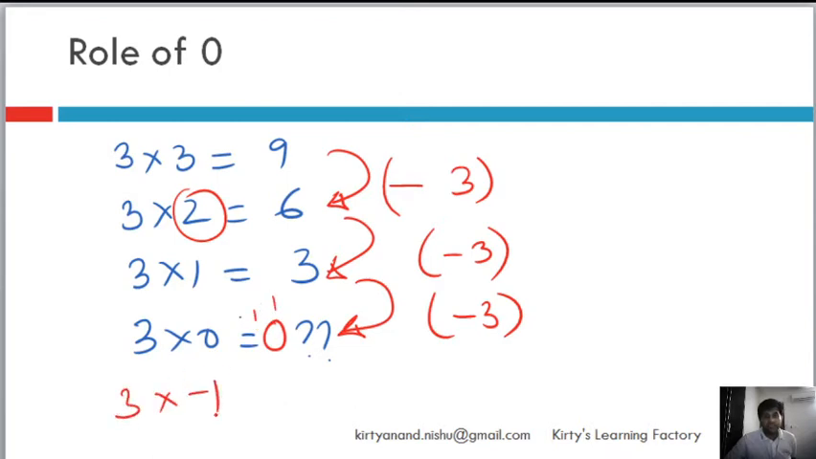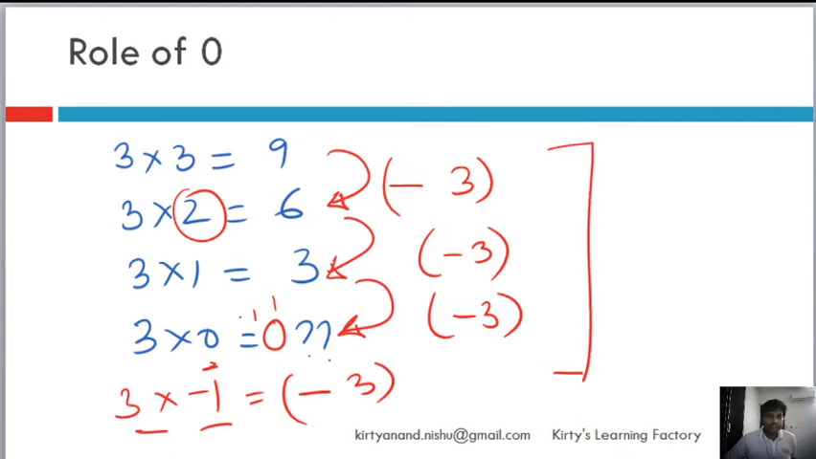Similarly, then 3 into minus 1 will be minus 3. That's how we learned the integer, negative integer, positive integer multiplication as well. So which is why when we multiply any number by 0, the value becomes 0. So that's how you should understand.